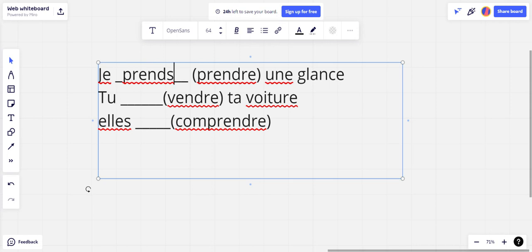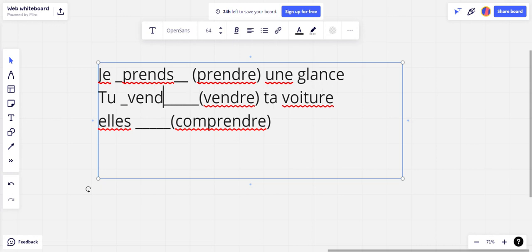Now, tu vends ta voiture. Vendre means to sell, and here the subject is tu. So what should it be? It will be vendre. First we put the base vend, and then, since it is tu, it will be s, because for tu it's s, and from il there is no ending.